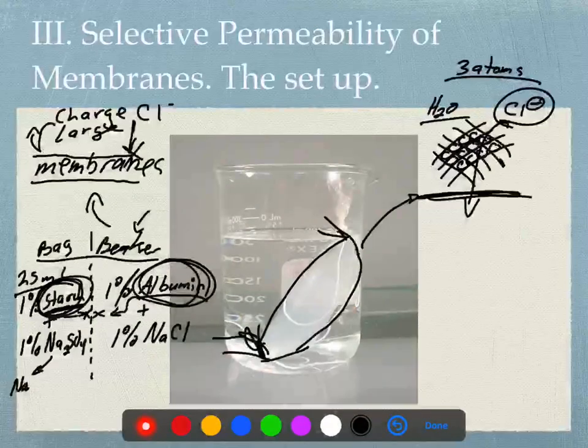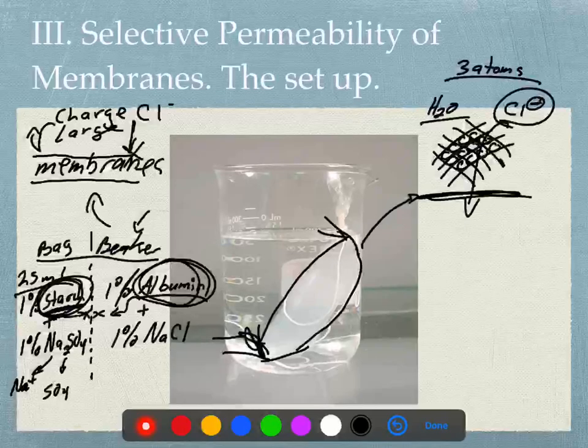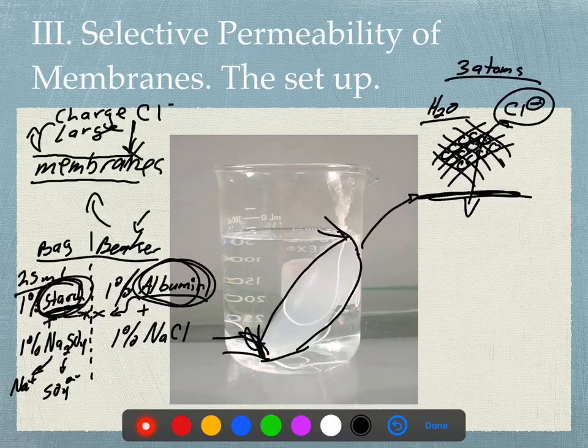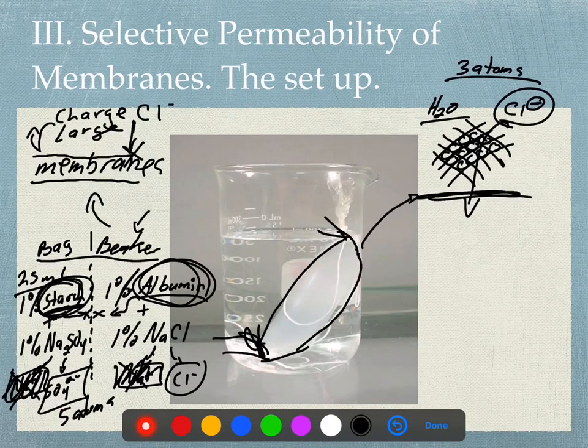But what about the other stuff? Well, sodium sulfate dissolves in water to give you sodium ions, Na+, and SO4 with a 2- charge. Here, sodium chloride dissolves in water to give you sodium ions and chloride ions. We're not going to look for sodium because sodium is on both sides of the membrane. We won't know who got through and who didn't, right? So forget sodium. So what's left is sulfate, which is 5 atoms, and chlorine, which is 1 atom.